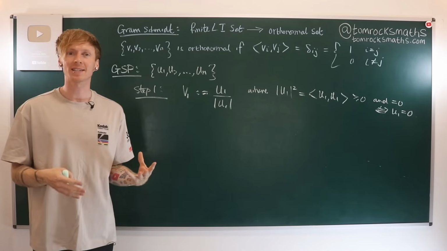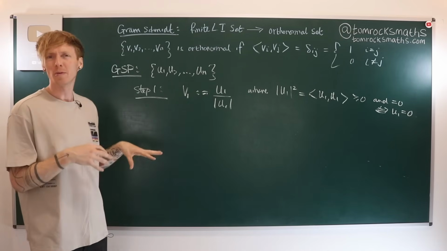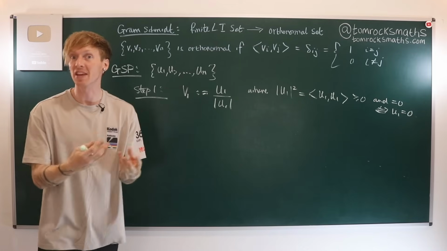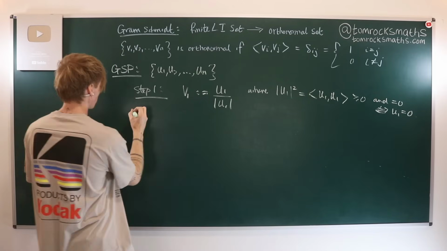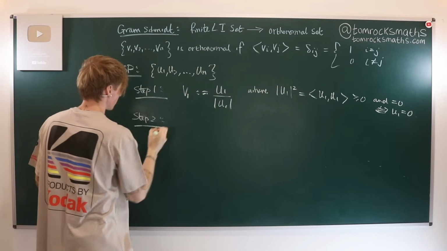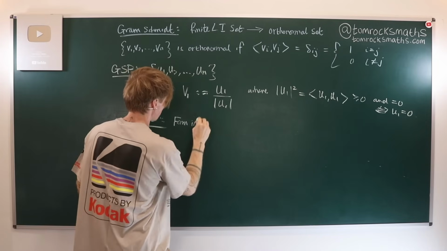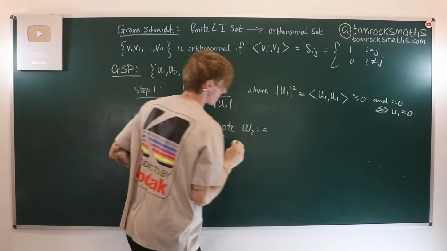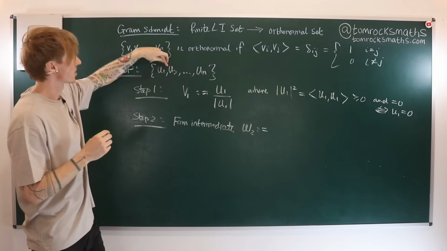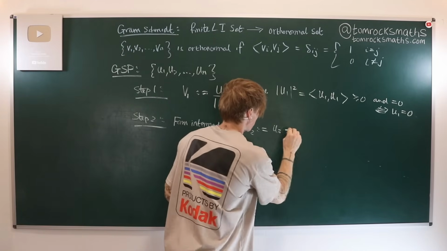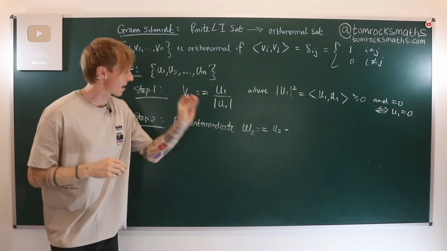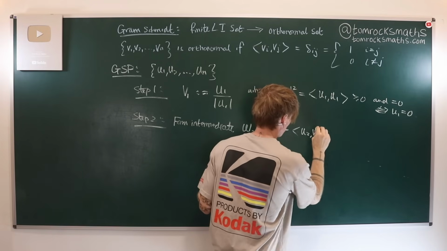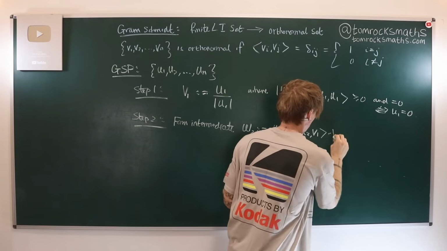Now for step 2 in the process, and in fact all subsequent steps, we are going to form an intermediate, which we're going to label with w, and then once we've calculated that, we're going to normalize to get our v, our orthonormal set. So what I mean is as follows. Step 2 is we form the intermediate w2. And the way we do this is we take our second linearly independent vector, u2, and then we subtract off the component of u2 in the direction of v1. And the way we get that is we subtract off the inner product of u2 with v1, multiplied by v1.